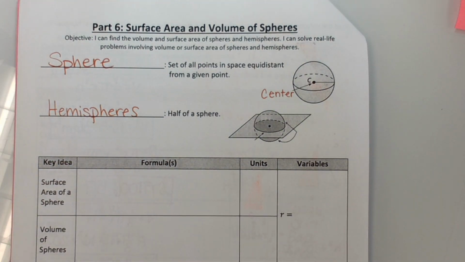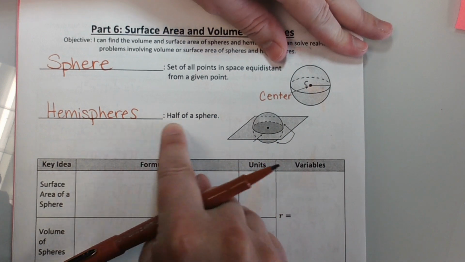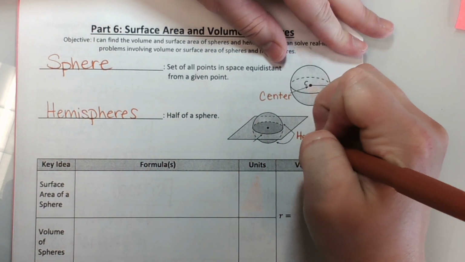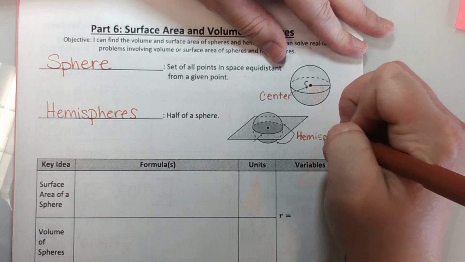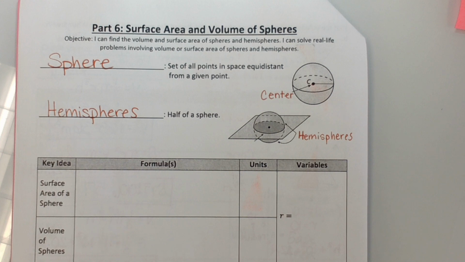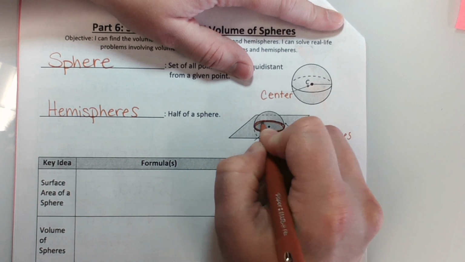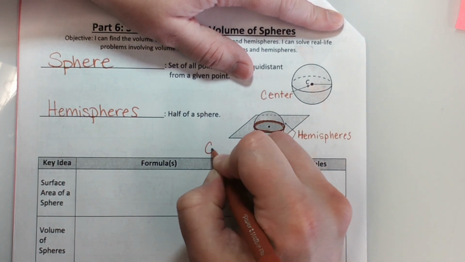Now, when we focus in on spheres and hemispheres, the half sphere, when you cut a sphere perfectly in half, you get your hemispheres, but you also end up with a cross-section of a circle. That circle, if it goes directly through the center point, if it cuts the sphere perfectly in half, is known as the great circle.